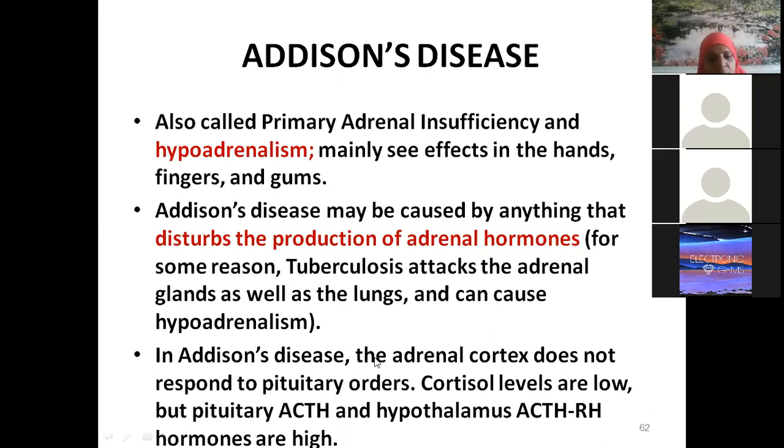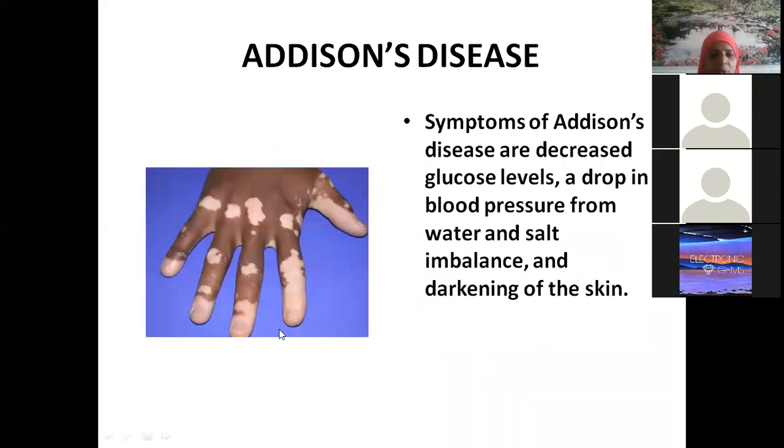You can see in Addison's disease decreased glucose levels, drop in blood pressure, because water and salt imbalance will be there. Basically, aldosterone levels will go down, and darkening of skin like this.